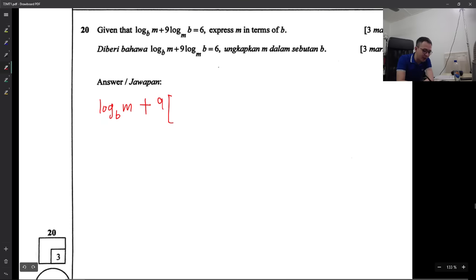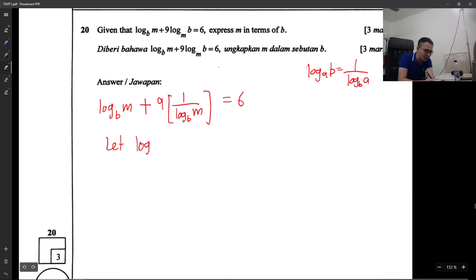Alright, so this one I want to make everything in base b. So here I'm going to change base. You should know this formula: log base a of b equals 1 over log base b of a. That means if I want to swap between the base and the number, I just do the 1 over. This is just a formula. So this is 1 over log base b of m equals 6. Then maybe I let log base b of m equal k. So k plus 9 over k equals 6.